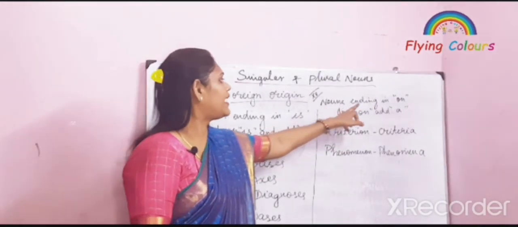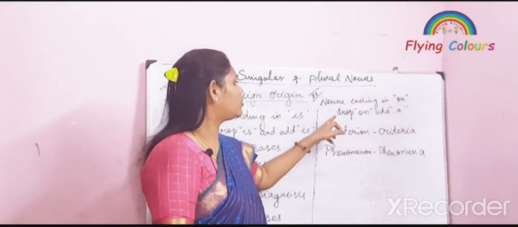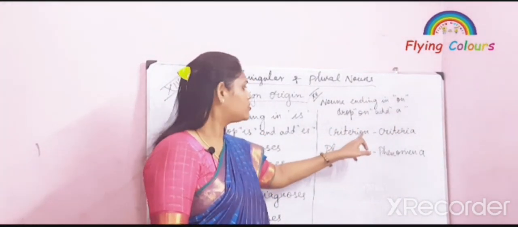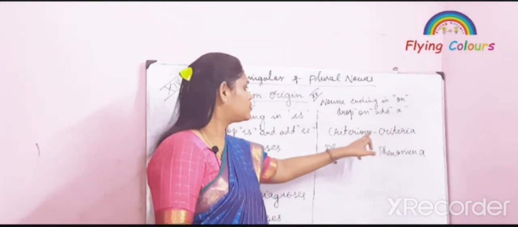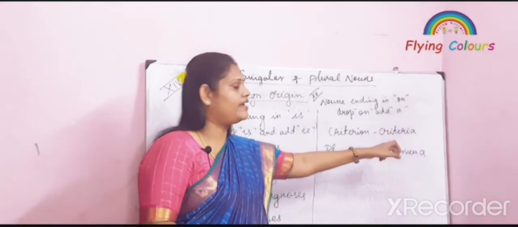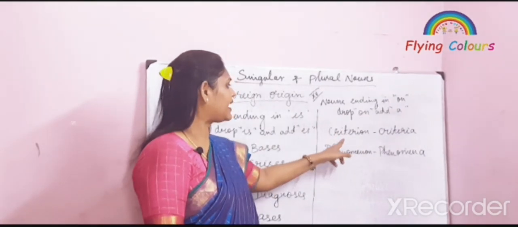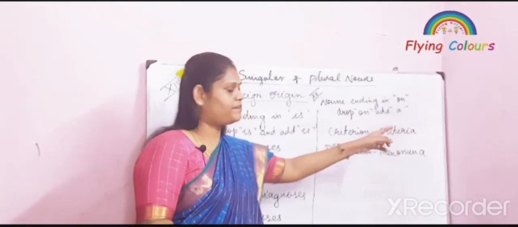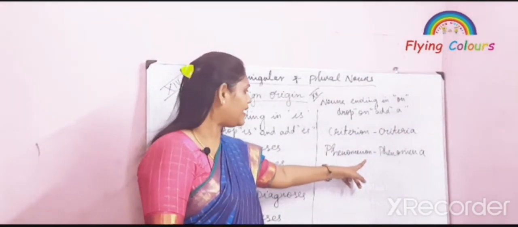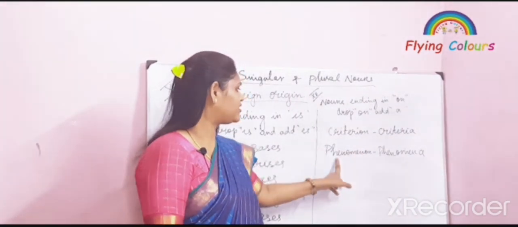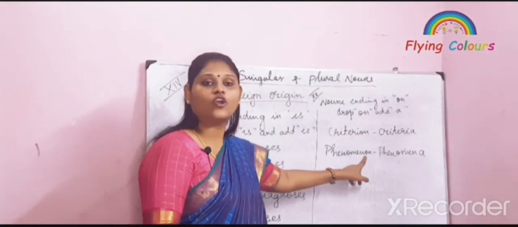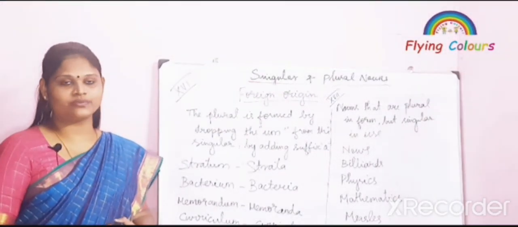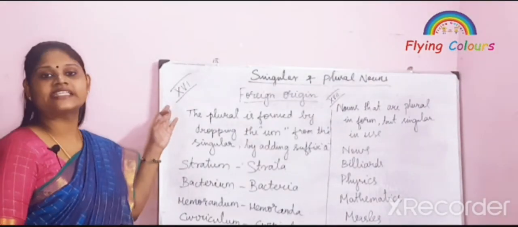Now nouns ending in ON, drop ON and add A. For example, criterion, criteria. I have dropped ON and added A. So criteria, CRITERI, till that I wrote, I dropped ON and added A. Phenomenon. Again, till N I wrote, PHENOMEN, and I dropped ON and added A to it. Some more examples for foreign origin words. So this is the 16th concept.